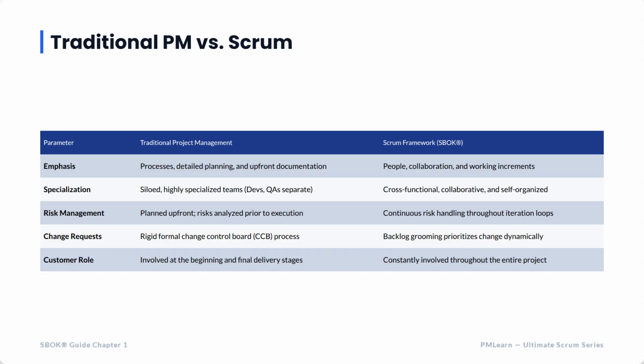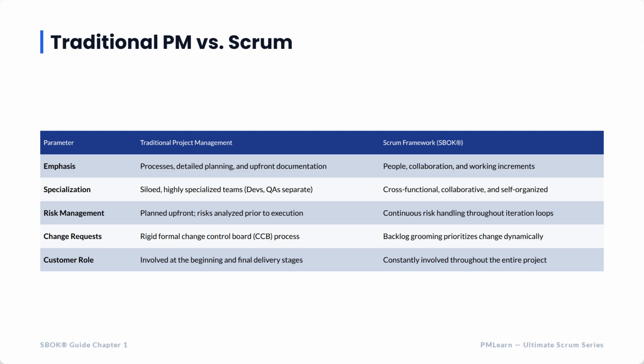How does this differ from what you might be used to in traditional waterfall project management? Take a look at this comparison table. Traditional management focuses on rigid planning, upfront processes, and signing off on massive documents. Scrum focuses on the people, working software, and rapid collaboration.